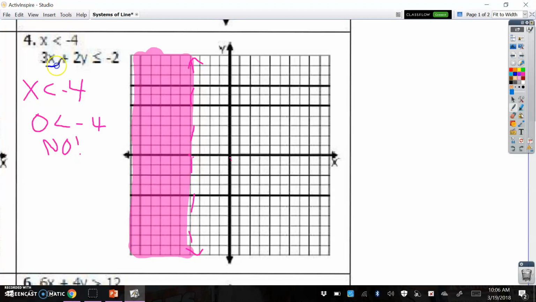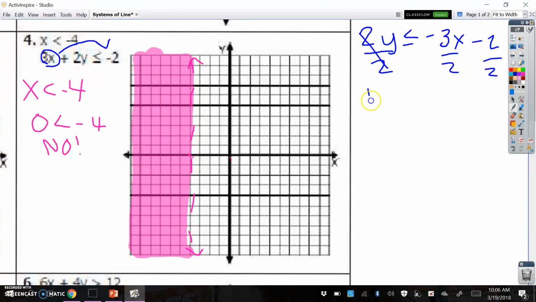Okay, so the next equation, we need to move that 3x over. So we have 2y less than or equal to negative 3x, because we moved it over, minus 2. Divided out by 2. So we have y less than or equal to negative 3 over 2 x. Negative 2 divided by 2 is just negative 1. So we go down to negative 1, that's our y-intercept.